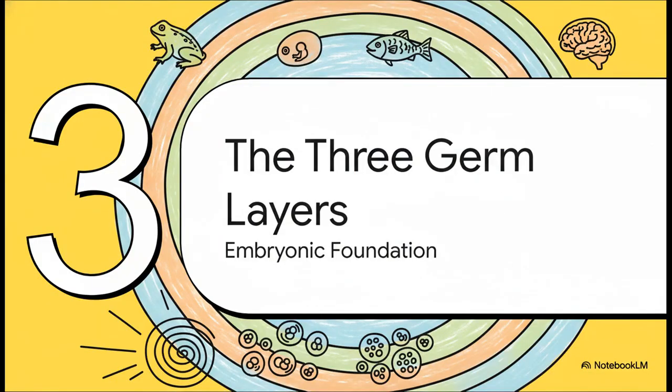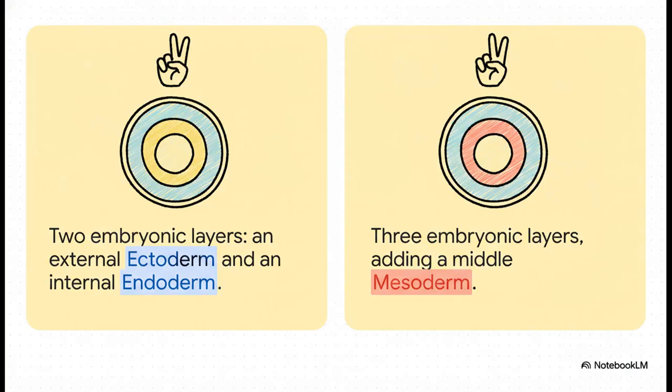Now we're going to go a little deeper and look at how an animal develops when it's just an embryo. The number of cell layers that form at this super early stage, we call them germ layers, is a huge dividing line in the animal kingdom. So animals basically get sorted into two big groups here. You have the diploblastic animals, which have two germ layers, an outer one called the ectoderm and an inner one, the endoderm. But then you have the triploblastic animals, and they add a crucial third layer, the mesoderm, right in the middle. And that middle layer, well, it changes everything.